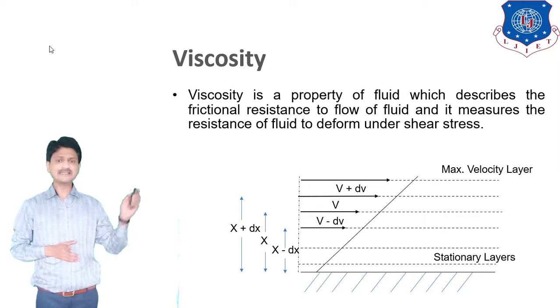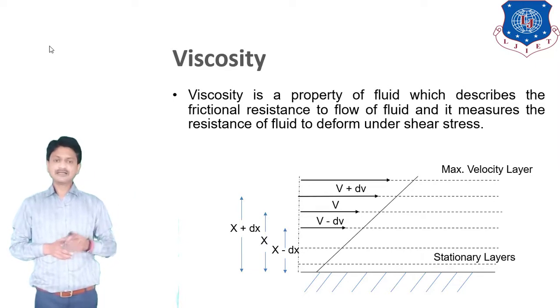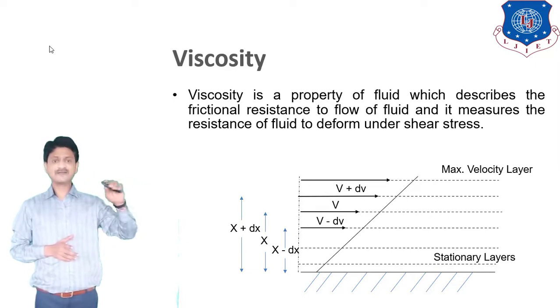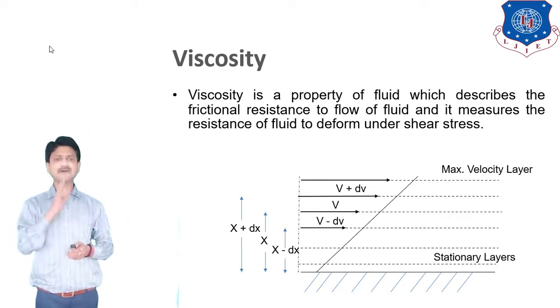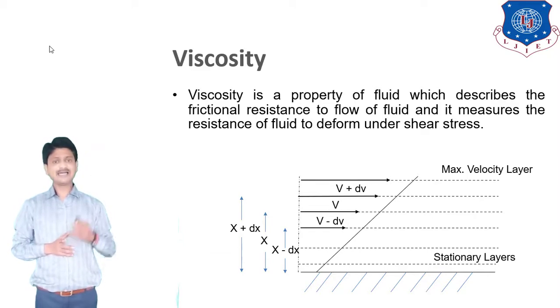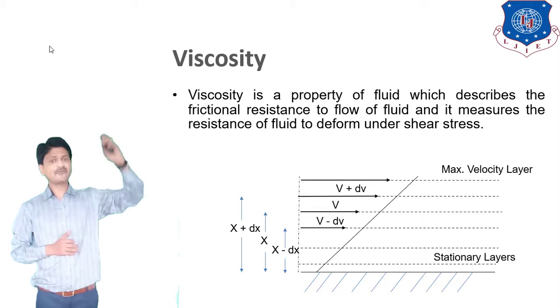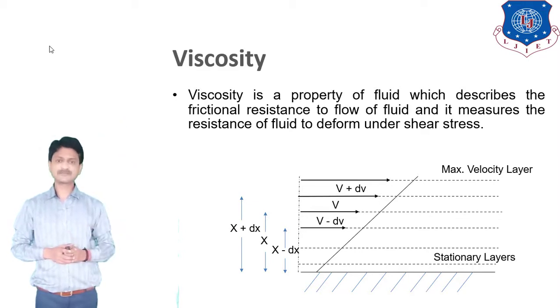Here, you can see in the figure, the stationary layer which is steady is at the lower portion, and if we move towards the upper portion, there is a maximum velocity layer. So we can say that the velocity of fluid increases as we move upwards from downwards.